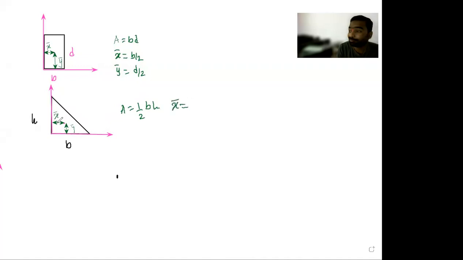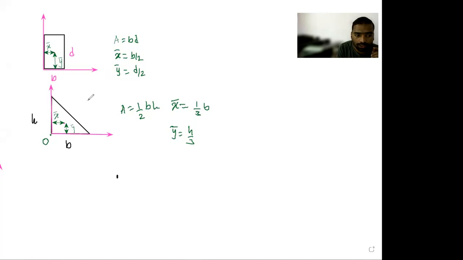X bar is B by 3, that is 1/3 of the base. Then can you tell me what the total height is? H. Then y bar is equal to H by 3, 1/3 of the height. All this x bar and y bar we have calculated from the origin, correct?